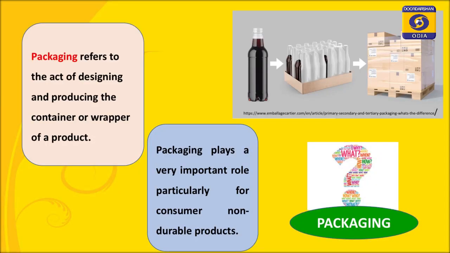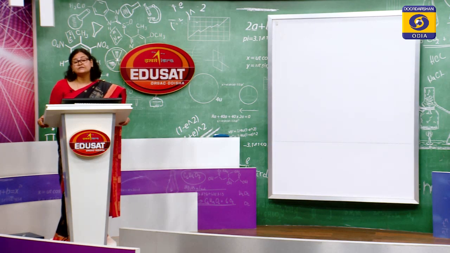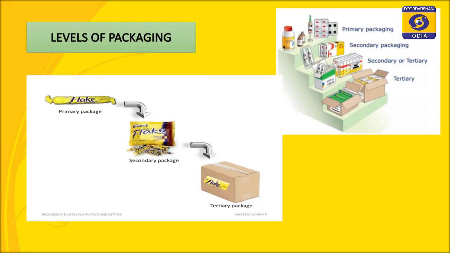Packaging plays a very important role, particularly for consumers' non-durable goods. The goods which are not durable in nature, for their protection, packaging plays a very important role. There are basically 3 levels of packaging. When you say packaging, there can be 3 kinds of packaging. One is primary package, second one is secondary package, and the third one is tertiary package. Now what is this all about?